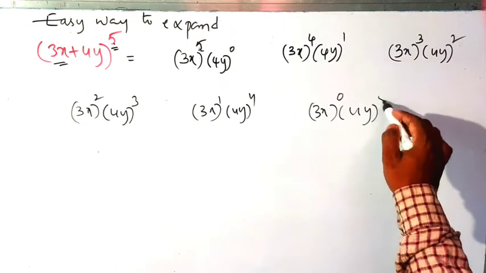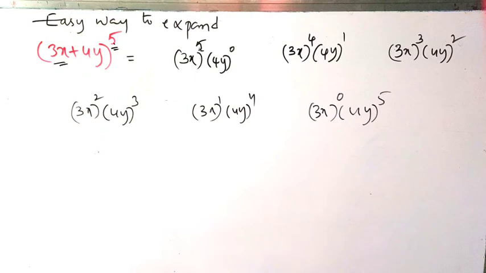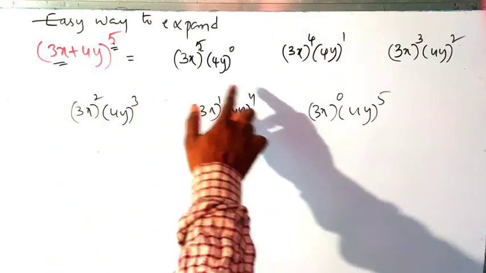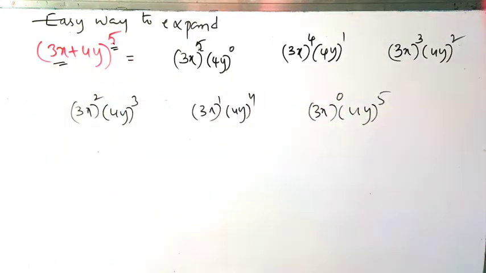4y whole power of 5. So observe the powers here. When we are adding this one, 3 plus 2, 5, okay. 1 plus 4, 5, okay. 0 plus 5, 5, okay. 4 plus 1, 3 plus 2 also. Clear? So now we will write here coefficients.